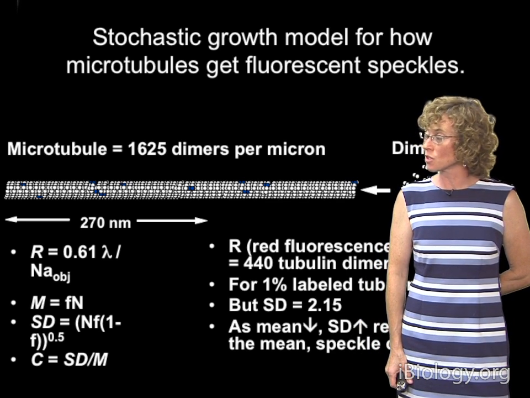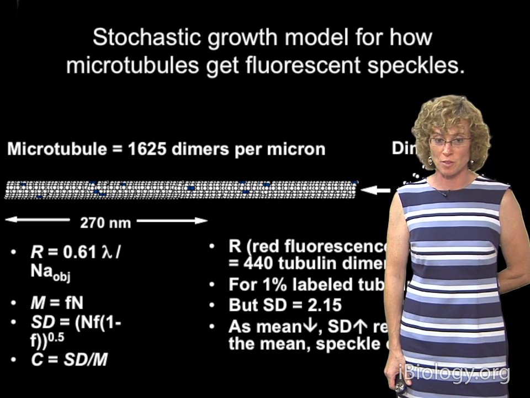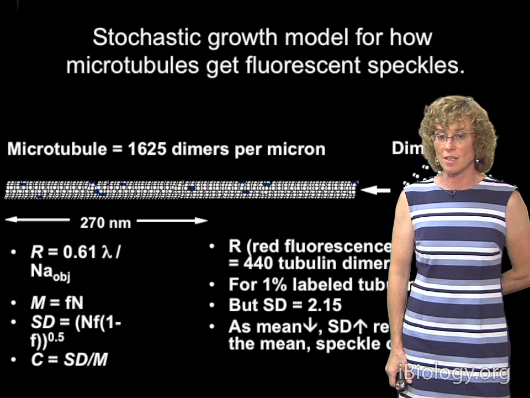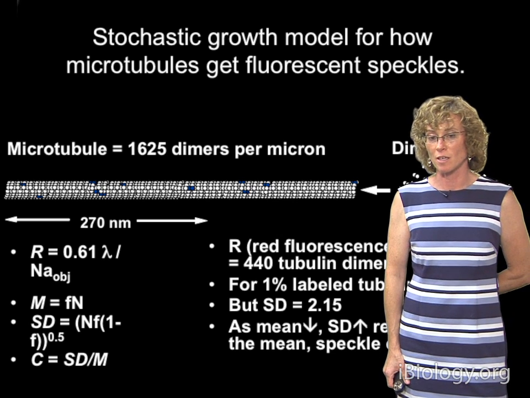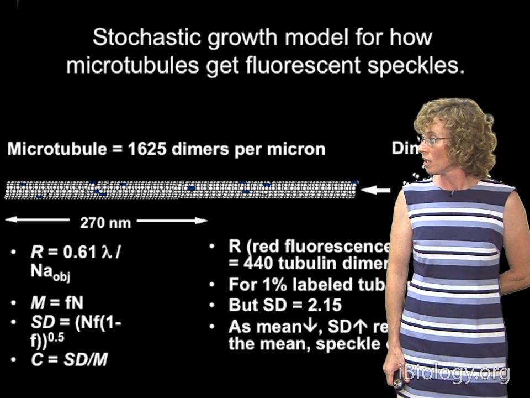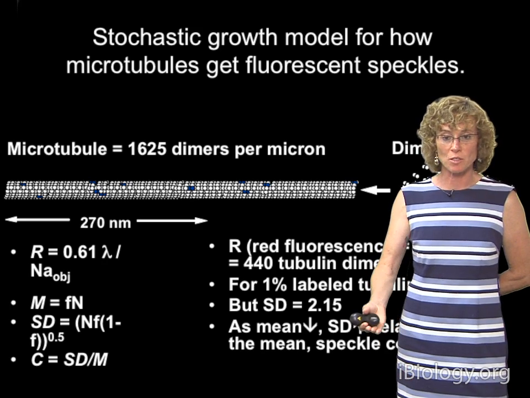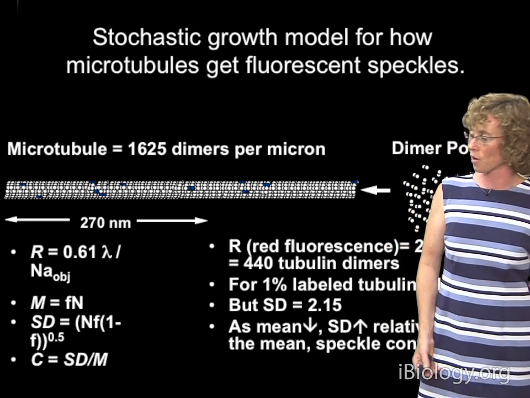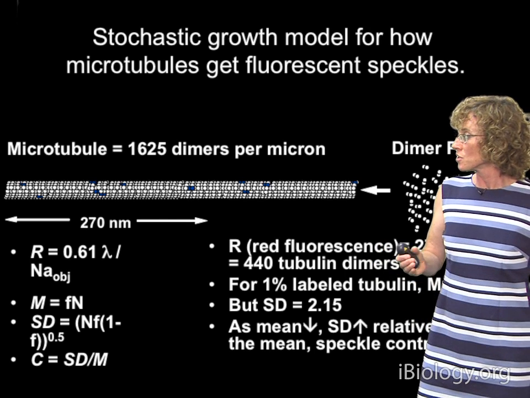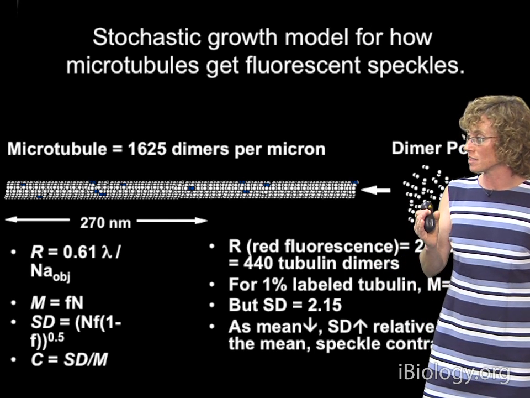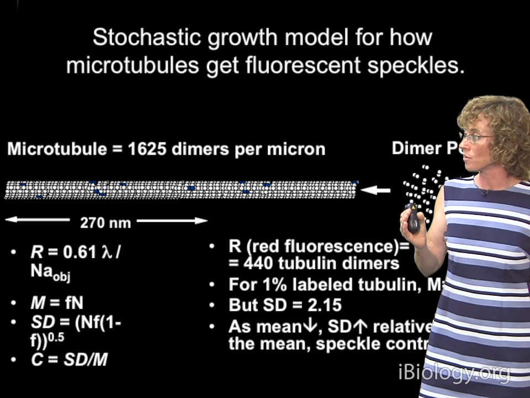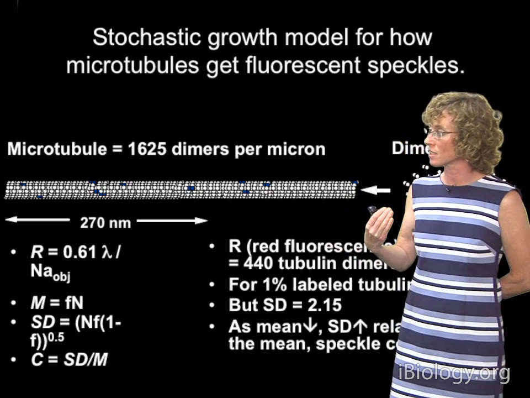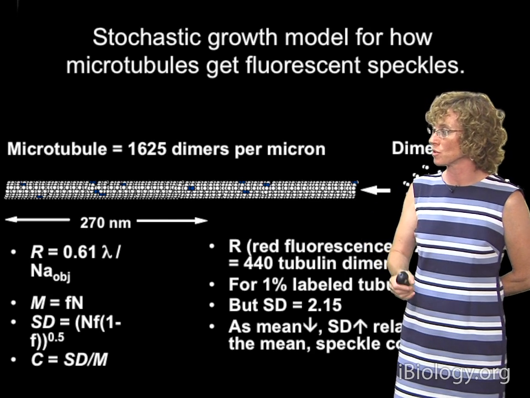And what he assumed is that microtubules are a polymer with 1625 dimers per micron, and that they assemble only at their end from a dimer pool that randomly incorporates dimers into the microtubule at a rate according to the concentration of the dimer pool. So when a very small fraction of that dimer pool is fluorescent, what that results in is just a random, stochastic incorporation of that dimer into the microtubule every once in a while.